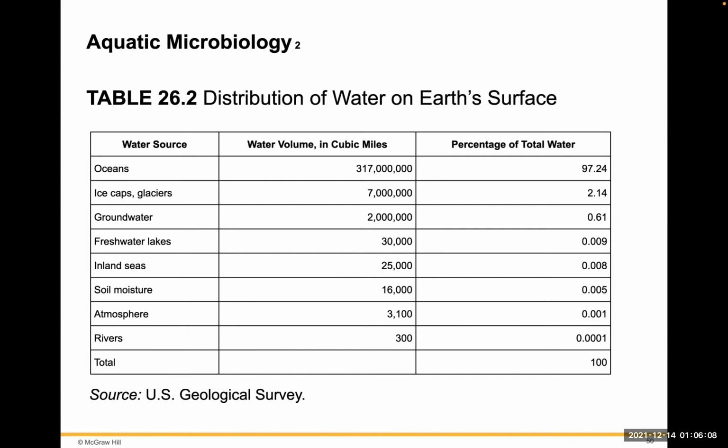97% of all the water on Earth is in the oceans. 2% are glaciers, groundwater, lakes, soil, rivers, all that. It totals 100%. So almost all of our water is in our oceans.